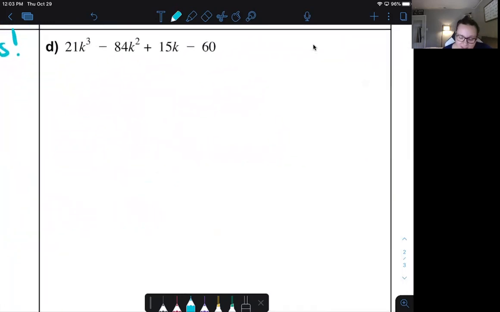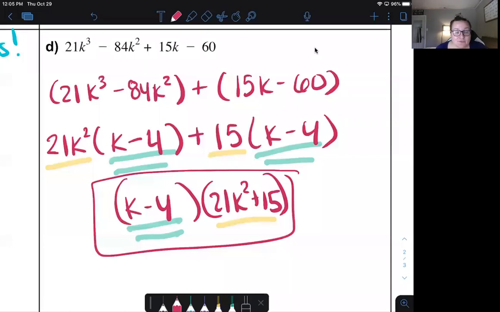21k cubed minus 84k squared plus 15k minus 60. So again, we've got 4 terms here already. You're ready to factor by grouping right away. Go ahead and give it a shot. Press pause and then press play when you're ready to check your work. All right, so your factored form of this polynomial should be k minus 4 times 21k squared plus 15. Look back at my work to compare and contrast yours from mine.